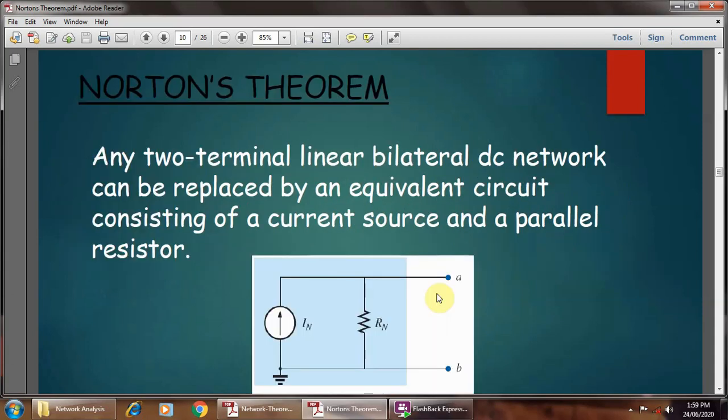Then this is Norton's theorem. Any two-terminal linear bilateral DC network can be replaced by an equivalent circuit consisting of a current source and its parallel resistance. Here the current source is called the Norton current, and the equivalent resistance is called the Norton equivalent resistance, Rn.